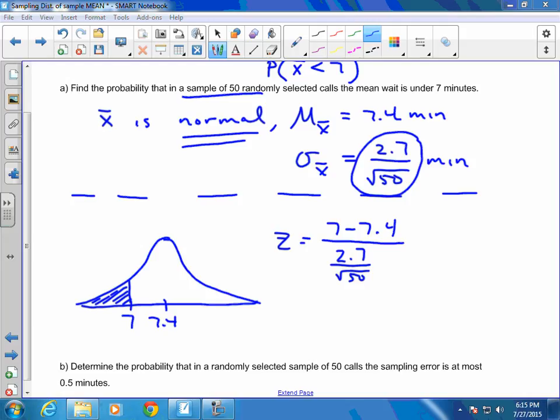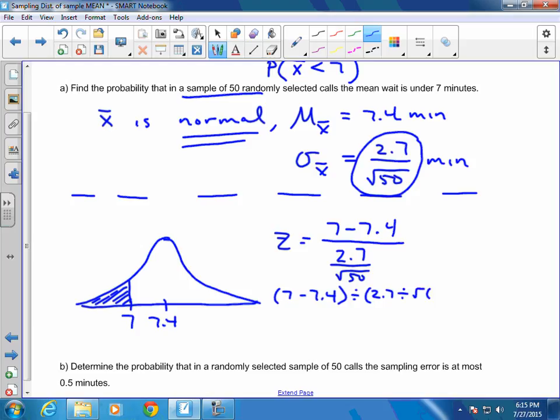When I punch this up on the calculator, this is basically the sequence that you would want to do if you just want to enter everything all at once. Start with a parenthesis and do the numerator, 7 minus 7.4, and end your parenthesis. Then hit the division button, start a parenthesis for the denominator, 2.7 divided by.